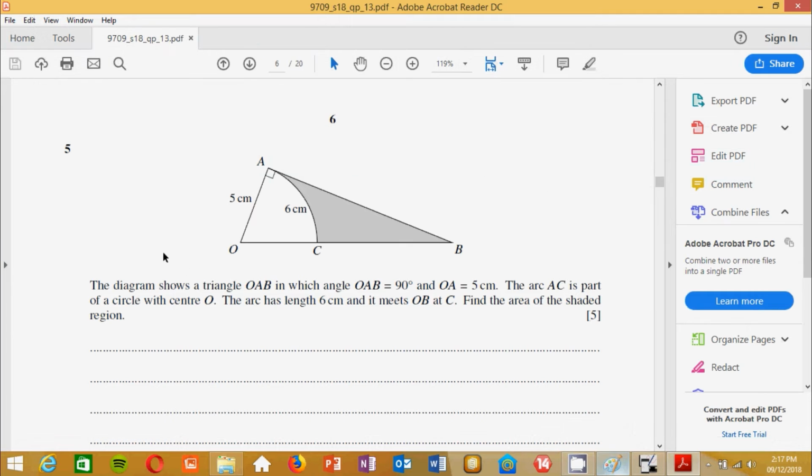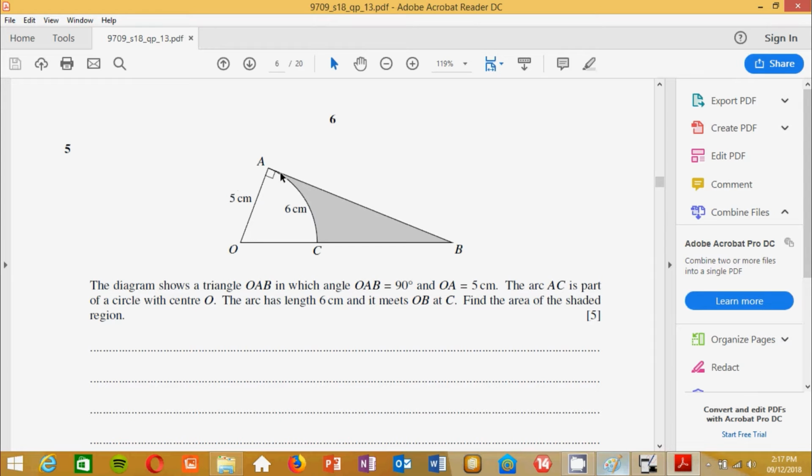The arc AC is part of a circle with center O. Let's pause there. What has this statement really told us? This is a sector. OAC is a sector, or however you look at it. This thing here where my cursor is moving to, this is a sector, and it's part of a circle. And what is the radius of the sector?